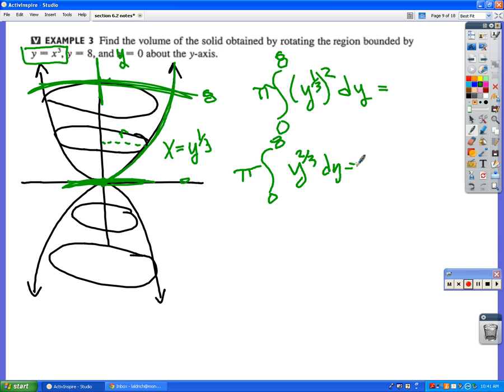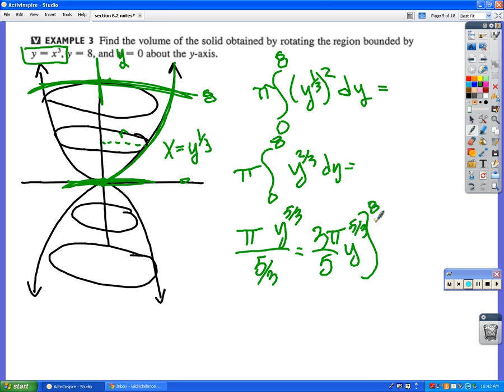And then the antiderivative of y to the 2/3, you just use the power rule, so you add 1 to that, which would be 5/3. So it'd be pi times y to the 5/3 over 5/3, right? Which then we flip that over, and that would be 3 pi over 5 times y to the 5/3, and then we want to plug in 8 and 0. If you plug in 8, you get 2, and 2 to the 5th is 32. So it is going to be 96 pi over 5.